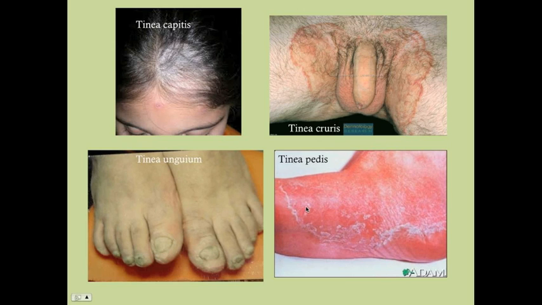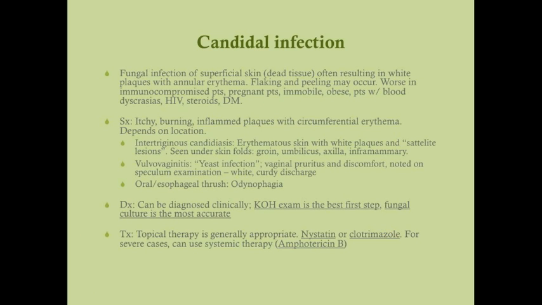Okay, so we talked about dermatophyte infections, which are infections due to specific fungi, which are Microsporum, Trichophyton, and Epidermophyton. Now, Candidal infection is a fungal infection as well. It's a fungal infection of dead tissue of superficial skin. It results in white plaques, and there's sometimes some annular erythema around it, but more so what you'll see in a Candidal infection, which is due to Candida, is surrounding peripheral papules or lesions.